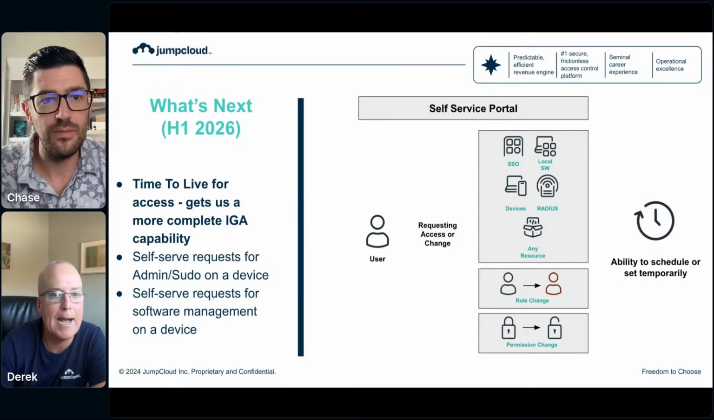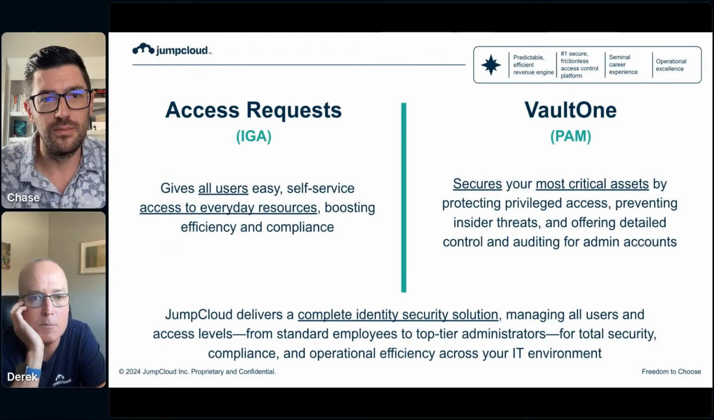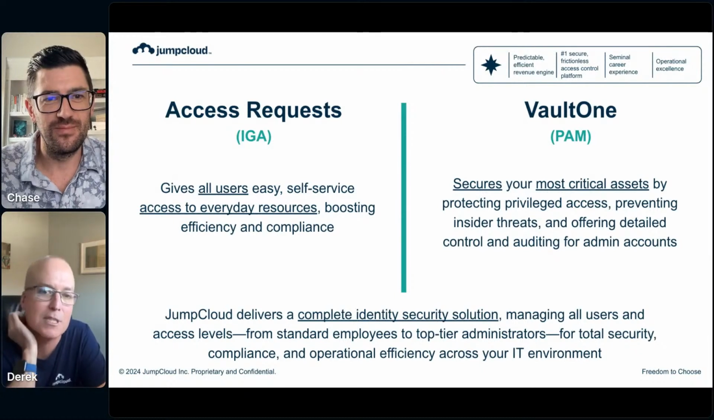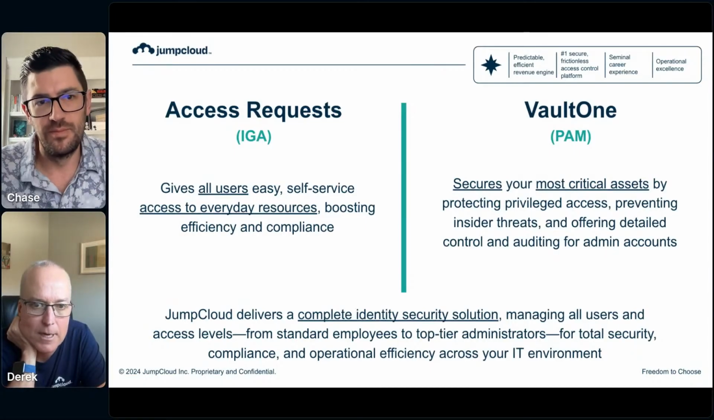Okay, the last slide I have is really, you might ask yourself, well, hey, JumpCloud, you've built this access request thing now, and you also acquired a company called Vault One that has a wonderful PAM solution that's being integrated into JumpCloud. And so one of the things that we wanted to talk a little bit about is when should you think about each of those things, right? And if you think about access requests, and Chase, jump in here, like once I set this up, kind of give me your perspective.